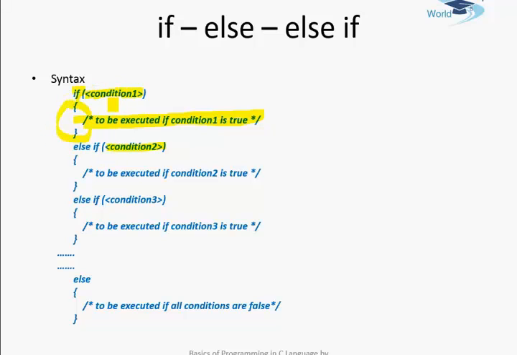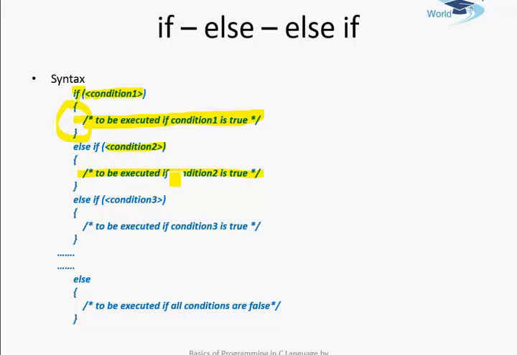In case condition 1 is true, your control will never go to else if. It will go to else if only if condition 1 is false. So in case we assume that condition 1 is false, it will come to else if condition 2. Now another condition will be tested over here. In case this condition is true, then these lines will be executed.